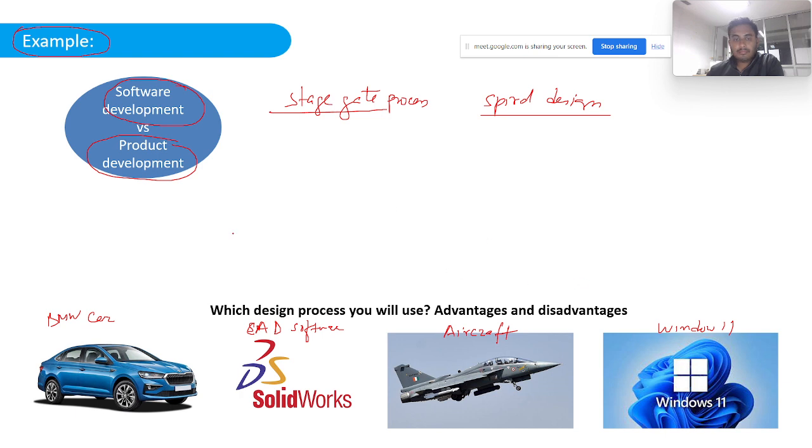So SolidWorks and Windows 11 will go for spiral design. Okay. And the two other will go through a stage gate process, right? Stage gate process. And why do you think? Yes, sir. Okay, so what is the reason behind it?